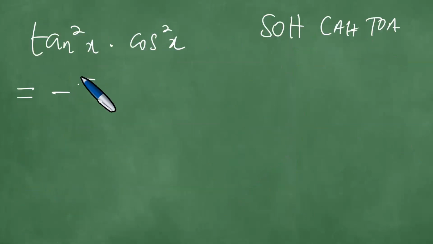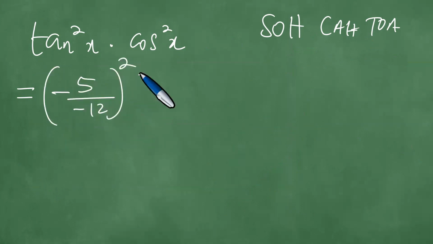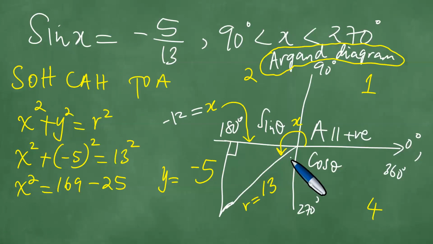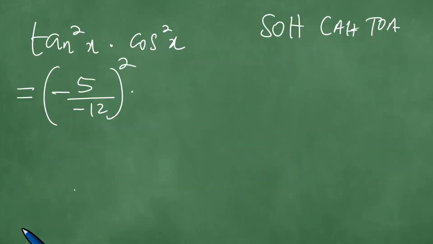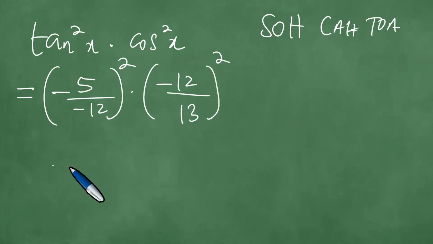Right, so we have -5 out of -12. What do we do with this? We put a big square, like the square on the tangent. And therefore now we have also the cosine square of x. What is the cosine? The cosine of x is the adjacent over hypotenuse. Adjacent is -12, hypotenuse is 13, and this is squared. Okay. Right, we are in business.